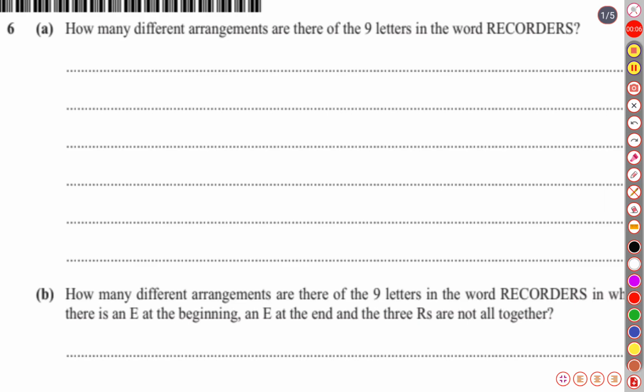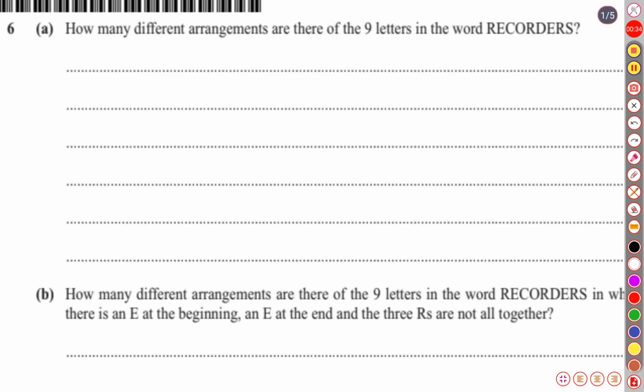Today we are going to solve a question from probability and statistics. This particular question belongs to paper 9709/53 for the session May June 24. Let's solve question number 6. And the question says, how many different arrangements are there of the 9 letters in the word recorders?